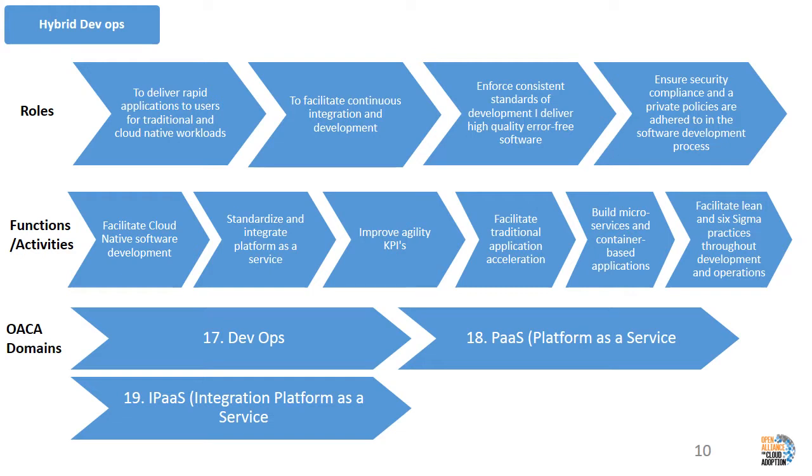The functions delivered by hybrid DevOps include: 1. Facilitating cloud-native software development. 2. Developing cloud-native applications on a standardized integration platform as a service. 3. Improving the overall software development agility. 4. Facilitating traditional application acceleration. 5. The construction of microservices and container-based applications. And 6. The implementation of Six Sigma and lean quality improvement practices throughout application development.